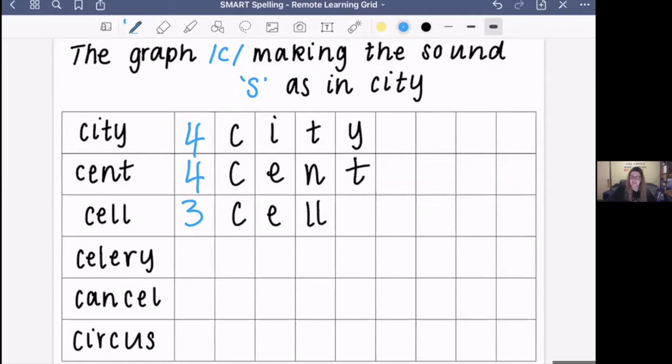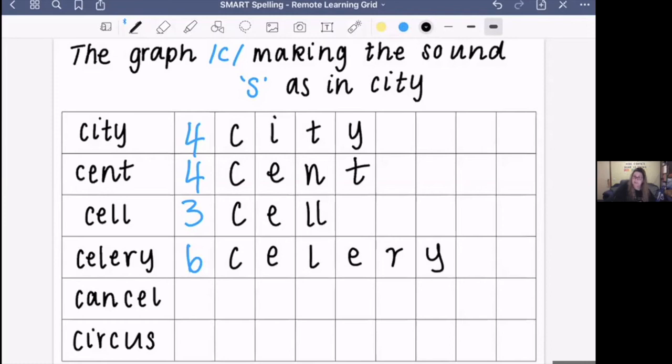The sounds in the word celery are S-E-L-E. There are 6 sounds in the word celery. The letters in the word celery are C-E-L-E-R-Y. If you had to remember how to spell this word, what might be the tricky part to remember? Perhaps it is our graph C, making the sound S.